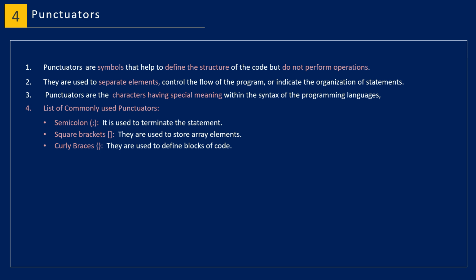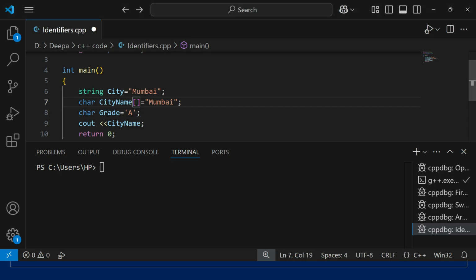Curly brackets are used to define a block of code. In this example, we can see main is a function where we have used the curly brackets, and the functionality will be enclosed within these curly brackets. Similarly, we can define multiple functions. We can define classes. Just now we have seen the for loop as well.